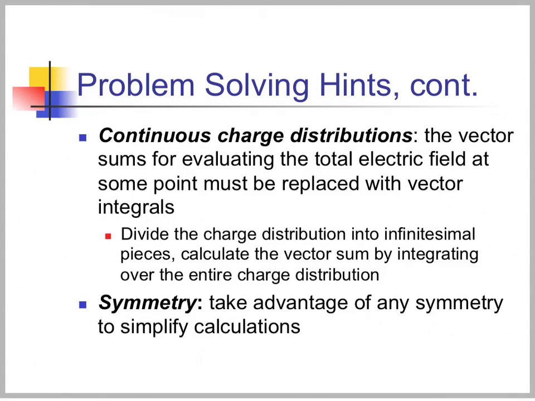If, however, I have a continuous charge distribution, the vector sums for evaluating the total electric field at some point are replaced with vector integrals. So we divide the charge distribution into infinitesimal pieces and calculate the vector sum by integrating over the entire charge distribution. And of course, if there's any symmetry, we've got to take advantage of that symmetry to simplify our calculations.